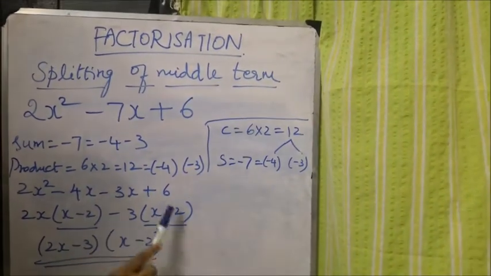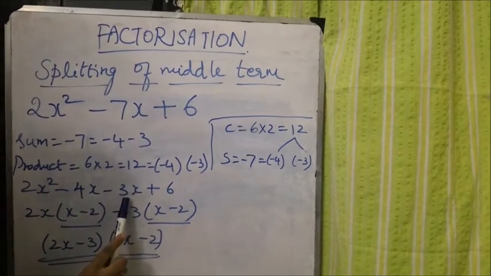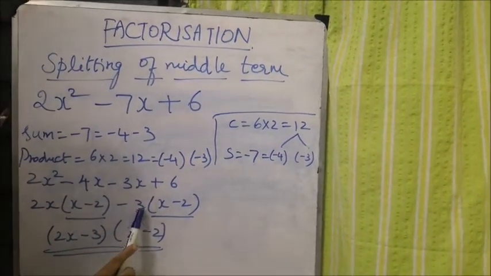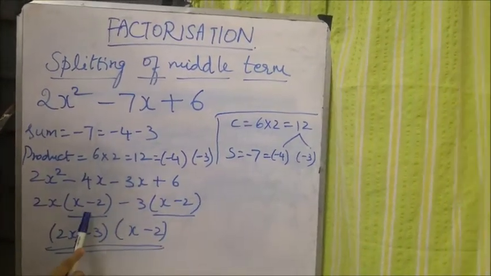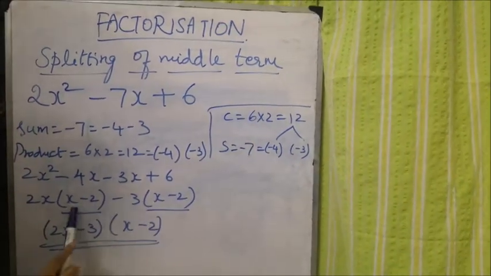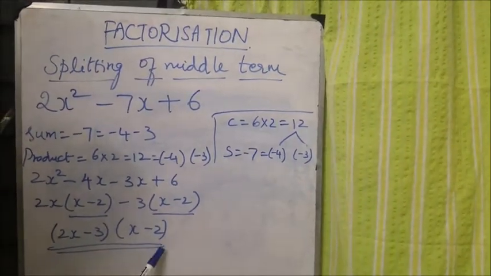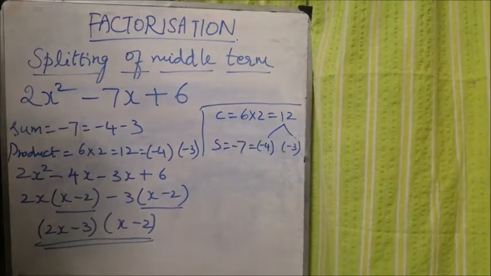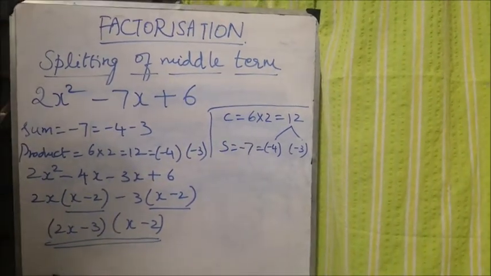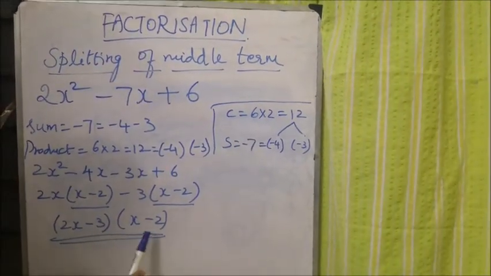See that this gets repeated. So we are taking this minus 3 over here and x minus 2. So now we can see that x minus 2 appears in both, which can be taken as common, and this can be combined. So the final factorization result is 2x minus 3 into x minus 2.